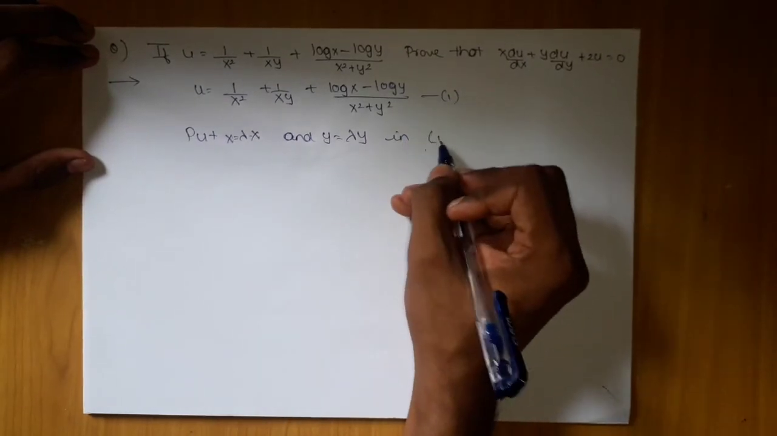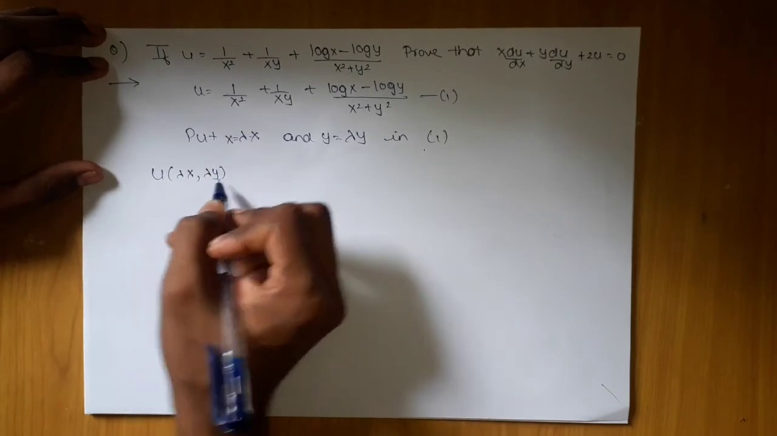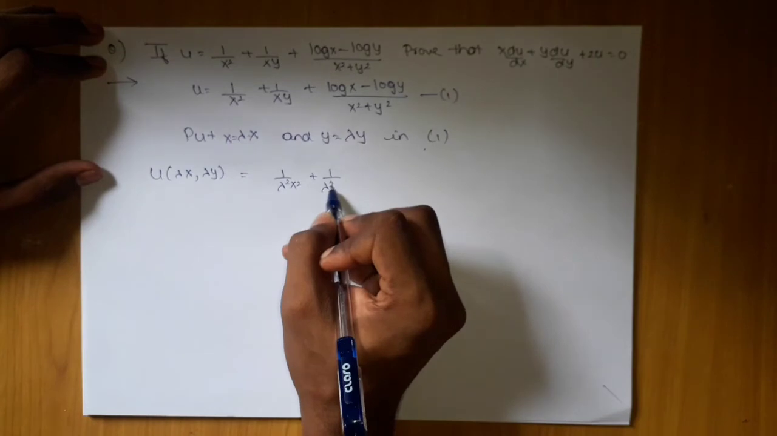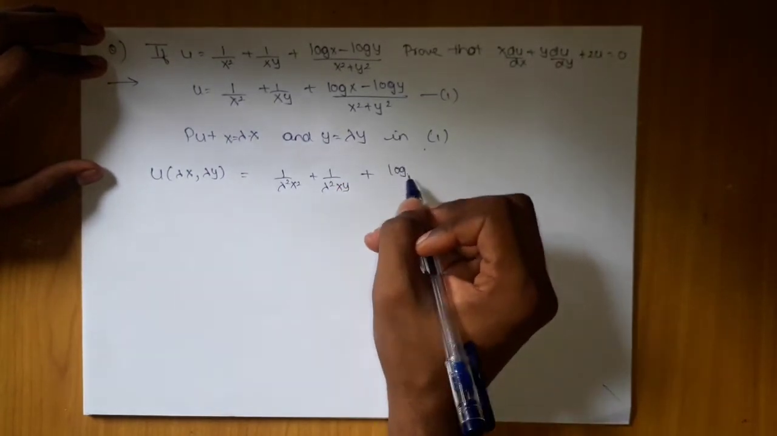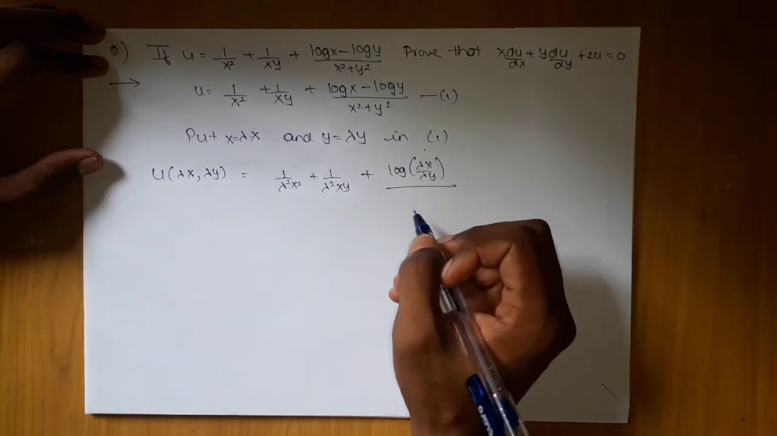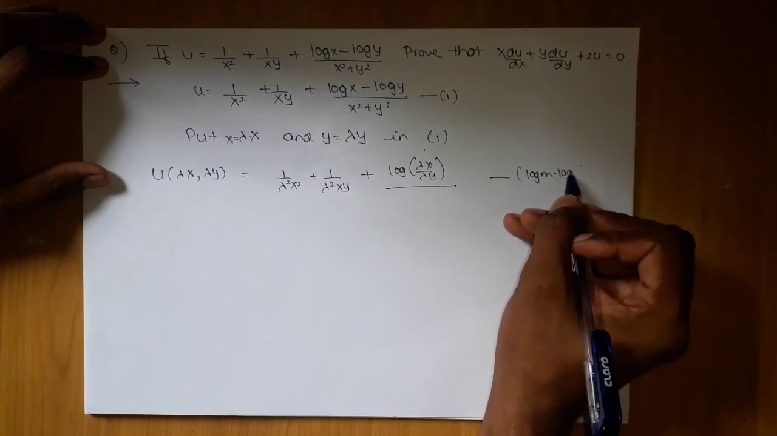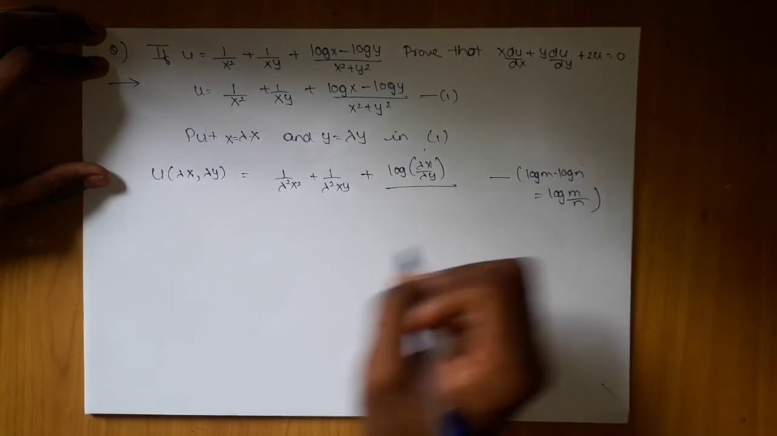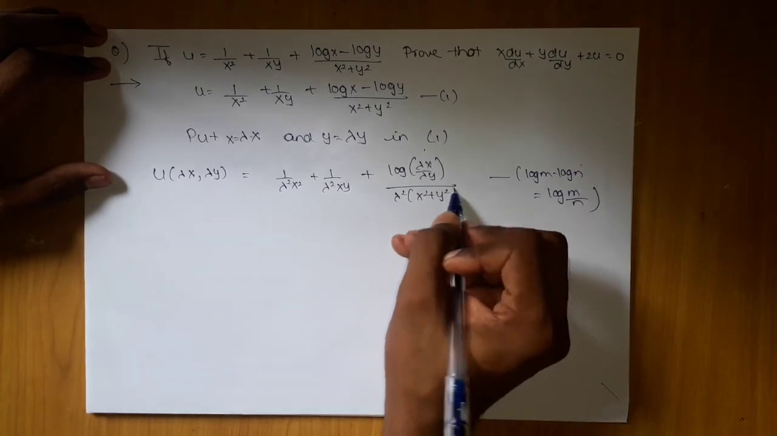equation 1. The moment we do that, we will write u of lambda x comma lambda y equals 1 by lambda square x square plus 1 by lambda square xy plus log lambda x by lambda y, the whole upon lambda square x square plus y square. I wrote the log as lambda x by lambda y using the property. You have to mention this property also, that log m minus log n is nothing but log m by n, otherwise your marks will be deducted.